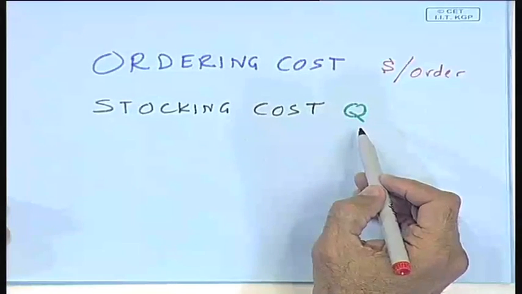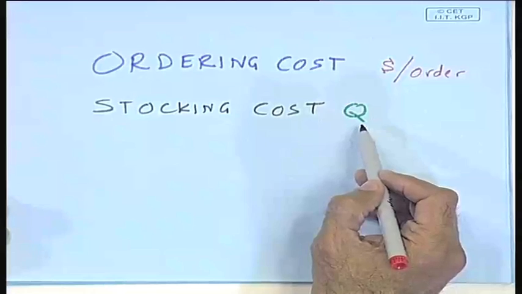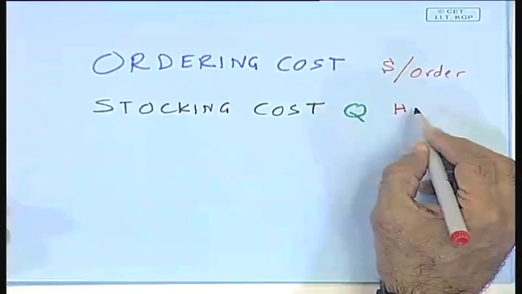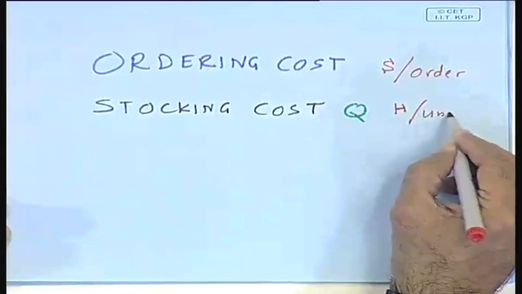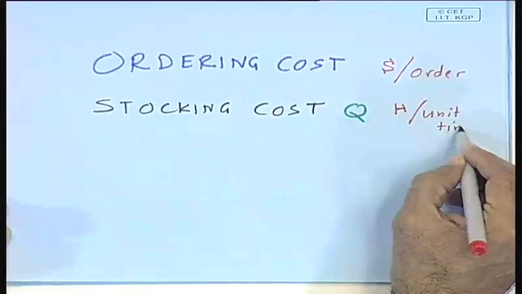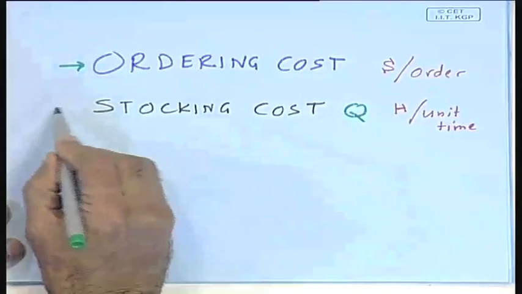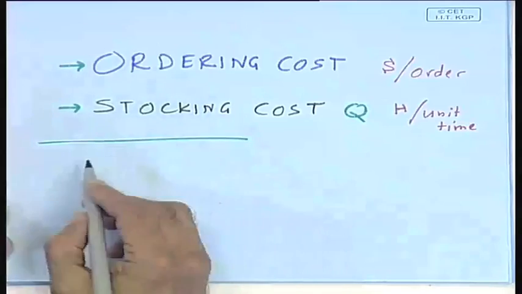And Q is the quantity that I have in inventory, and with this I have a cost involved that is called the holding cost. It will be H, and this is generally translated into per unit time. Now, if you look at the total cost of operating my inventory, it will comprise some ordering cost and some storage cost. So what I have to do is look at the total cost.